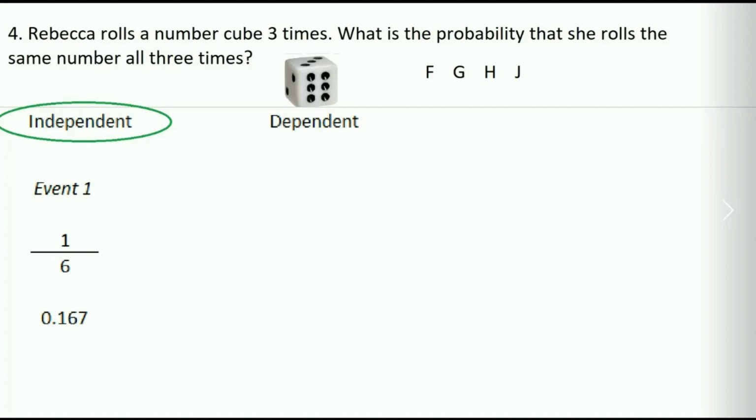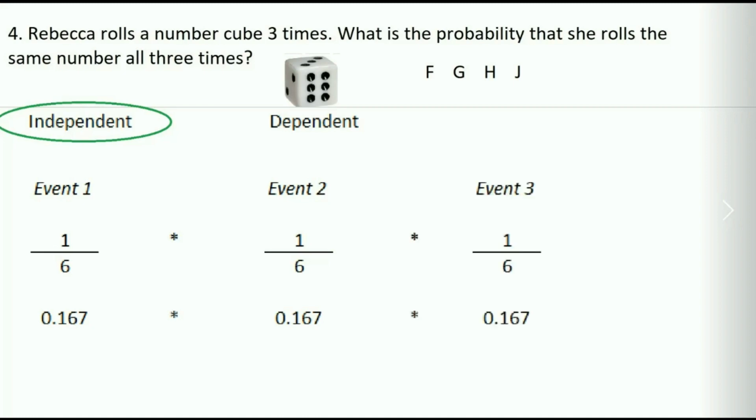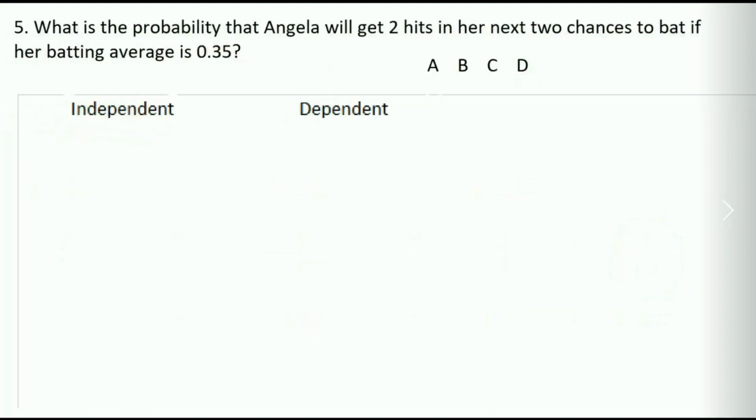Here's event number 1. Let's say we pick the number, I don't know, 3. There's a 1 out of 6 chance of rolling a 3 the first time. That's 0.167. The second time we roll that die, it's going to be 1 out of 6, trying to roll that 3. And the third time we roll it is also 1 out of 6. If we multiply all this together, we get 1 over 216, or 0.0046. Thankfully, the problem gives the answers in fractions, so the answer is J. The answer is J.